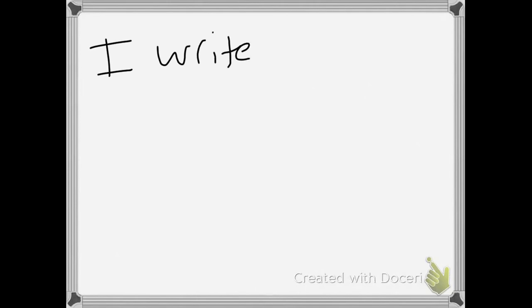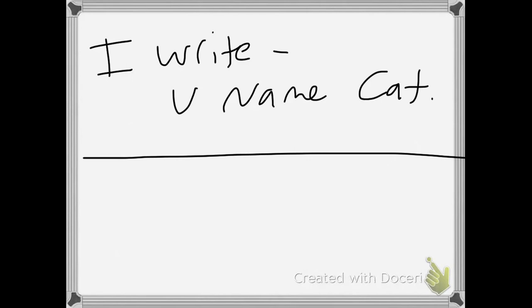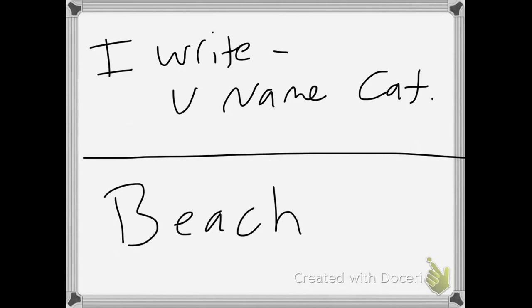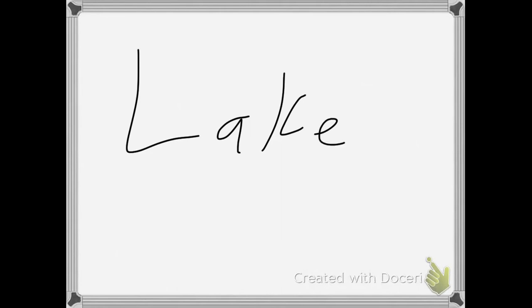So what I'm going to do is write a few words, and you are to name the category that it belongs to. Your choices are continental, transitional, or marine. Okay, here we go. The first one, beach. That is transitional. What about a lake? Continental.